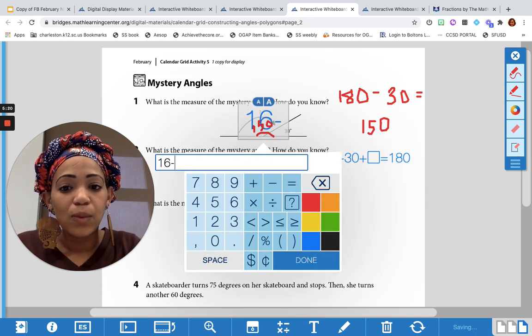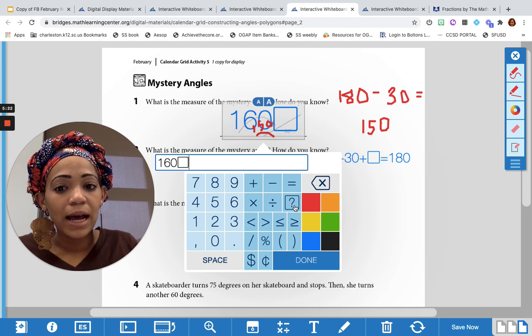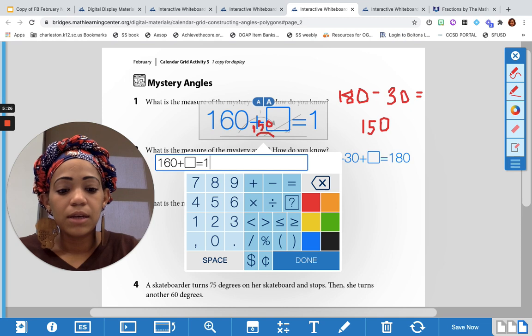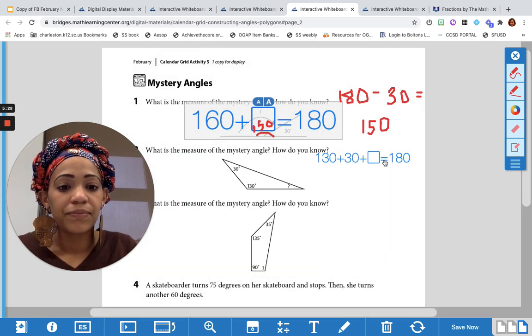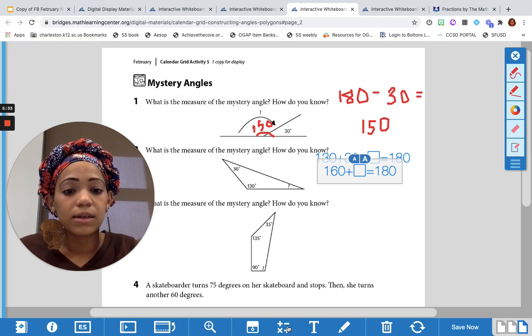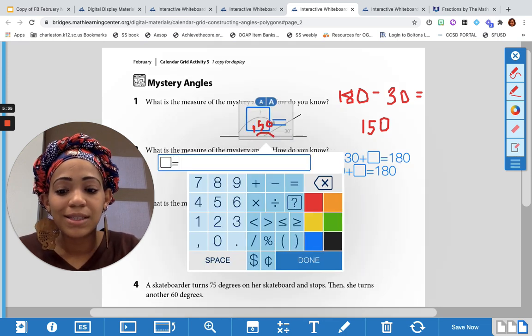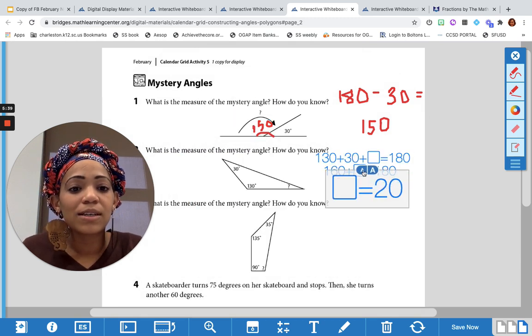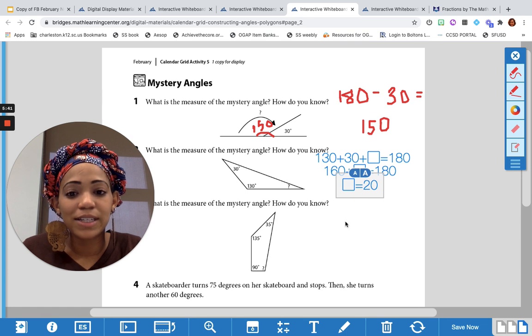Good. 160. So how much more would I need to add to give me 180? Let's count by tens if you need to. Awesome. Our unknown in this case is 20 degrees. So the angle is 20 degrees.